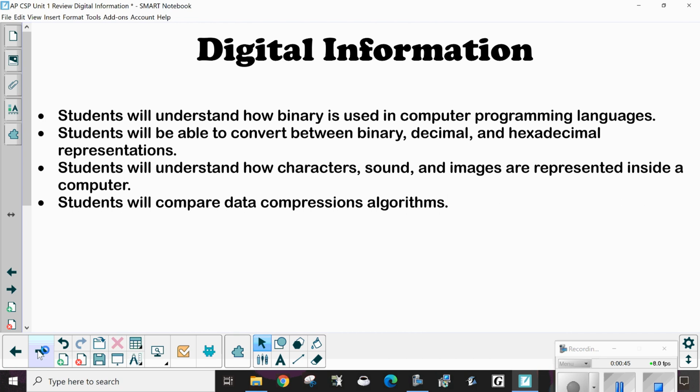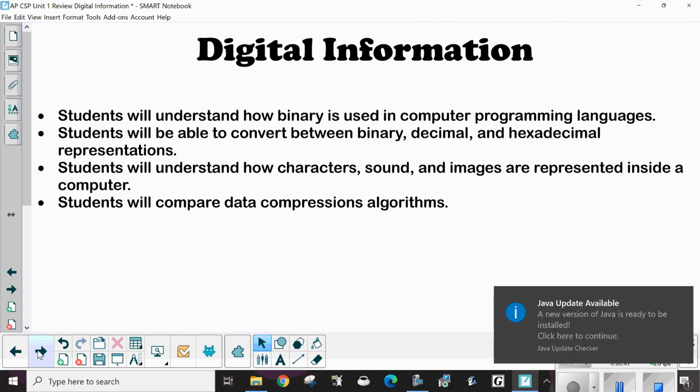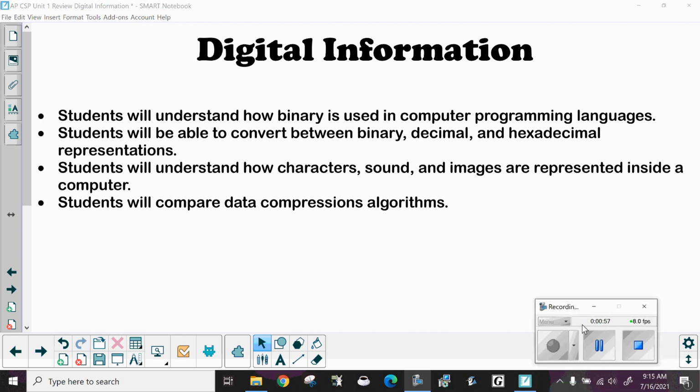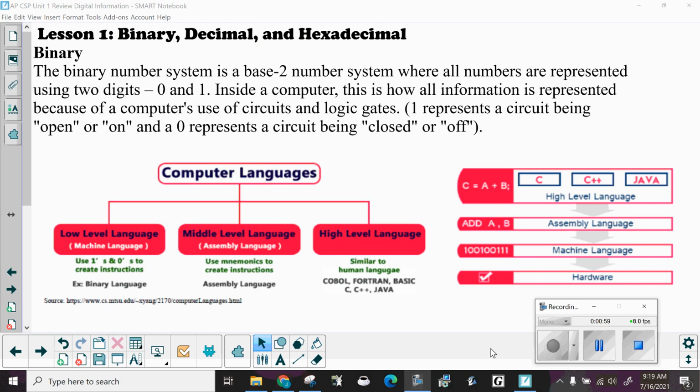You will also understand how characters, sound, and images are represented inside a computer, and you will compare data compression algorithms. And when I say compare them, I mean in a very generic sense, not in detail. Now, for the first lesson, we're going to look at binary, decimal, and hexadecimal.